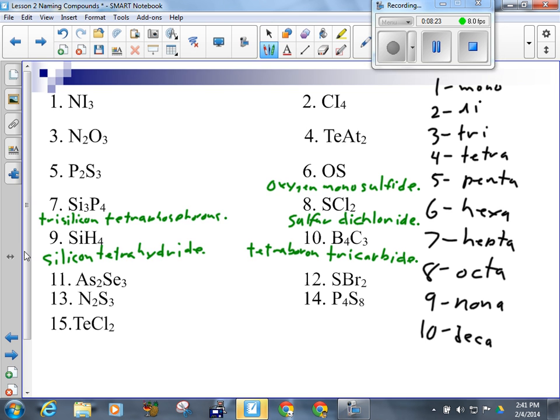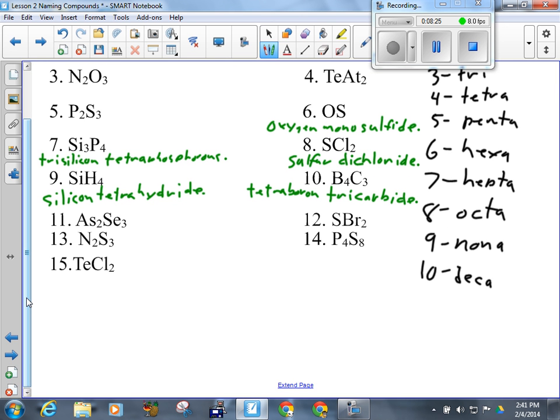For number 11, we've got arsenic and selenium. So we have diarsenic triselenide, or selenamide, however you wrote it. For number 12, we've got sulfur with bromine. So that is sulfur dibromide.